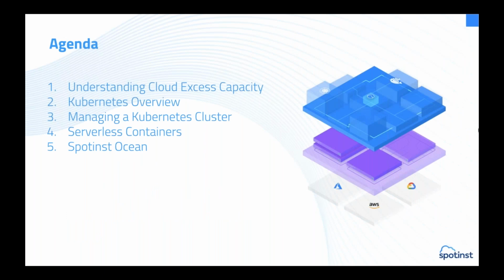In order to truly understand the story here, we will first go and understand cloud excess capacity, which is where Spotinst came from, and which is what we are basing all our technology on top of. The next thing we're going to do is a Kubernetes overview. We're going to discuss the barriers of managing a Kubernetes cluster. We'll talk a little bit about serverless containers, which is a growing field. And we'll finish by talking about Spotinst Ocean, which is our serverless container solution. And this will be the agenda for today.